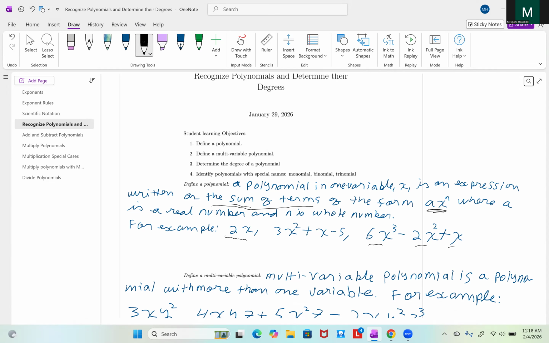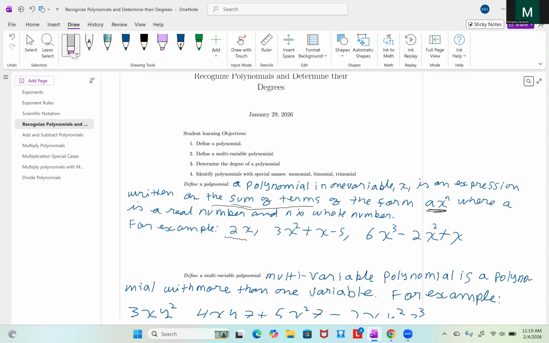And then the same thing with the last example. A is 6 for the first term, and n is 3. For the second term, a is minus 2, and n is 2. And for the last term, a is 1 and also n is 1.